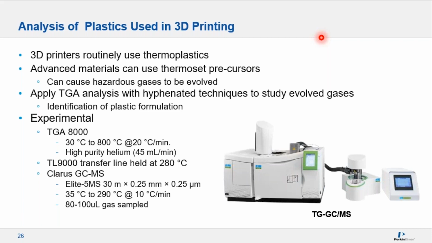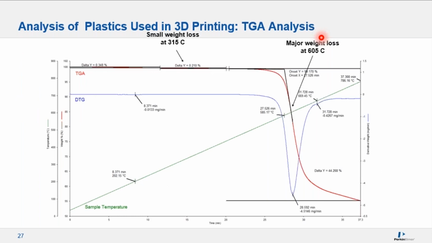So the goal of this experiment is to identify this initiator compound in the thermoset precursor, see at what temperature it evolves, and get some information about the chemical identity of this initiator.